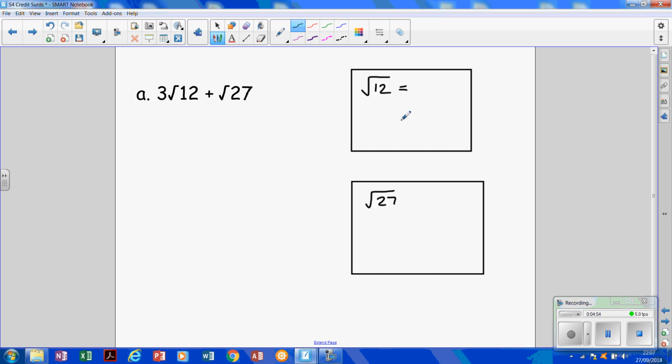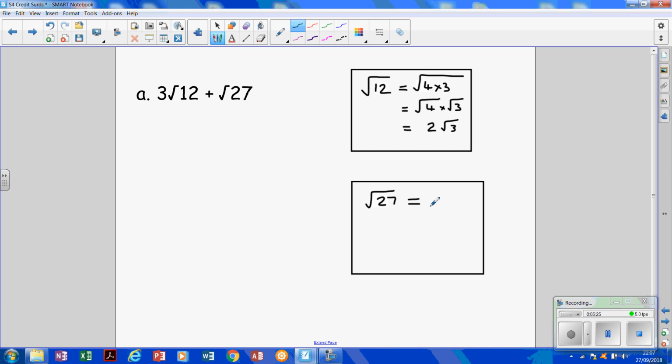So if you think of all your square numbers, 1, 4, 9, 16, etc., what's the biggest one that divides into 12? That's got to be 4. So that becomes the square root of 4 times by 3. Break your root sign as root 4 times by root 3. We know the answer to that, root 4, because it has a square number. The answer is 2, so it's 2 root 3s. So I now know that this root 12 is 2 root 3s. I'll have to be careful because there's another number there as well, but we'll deal with that in a second.